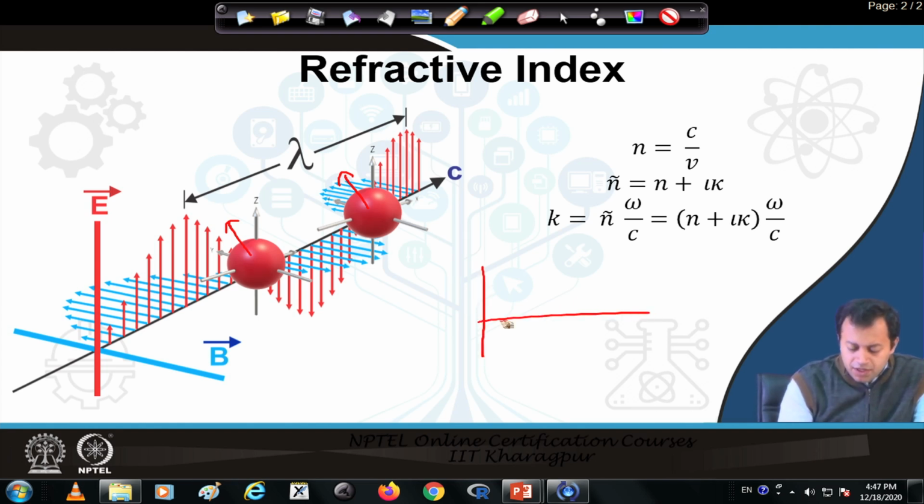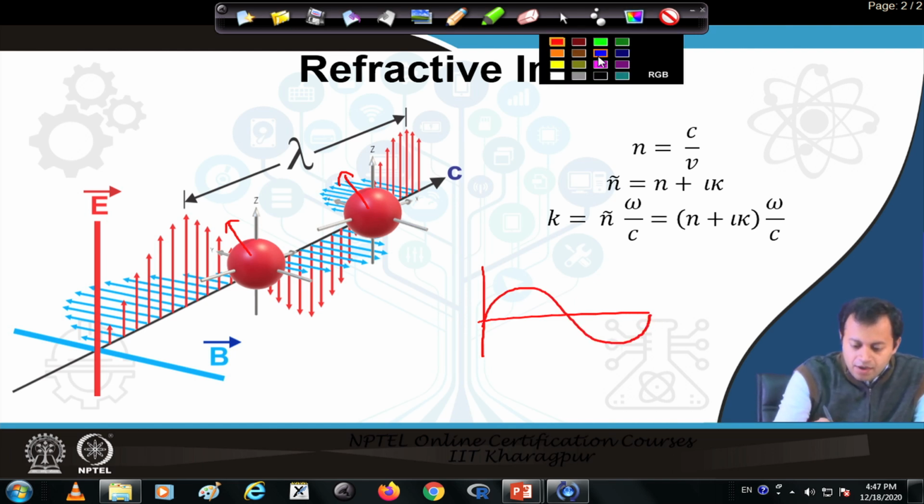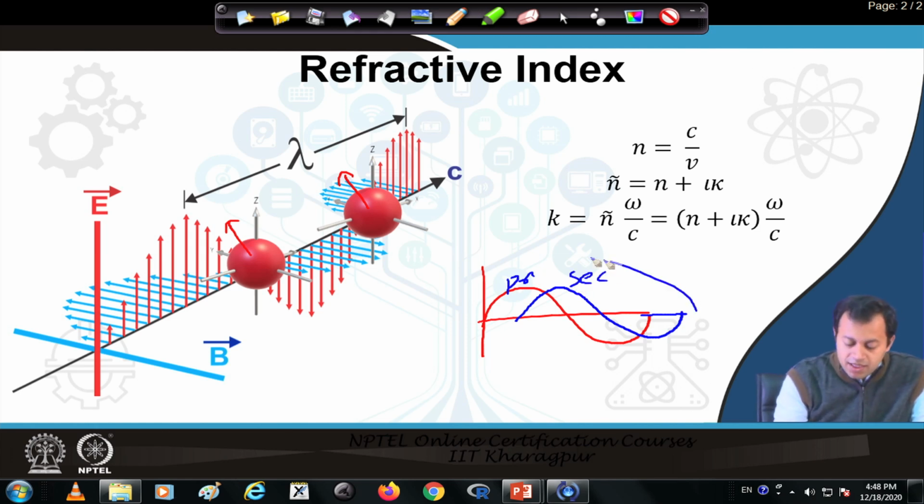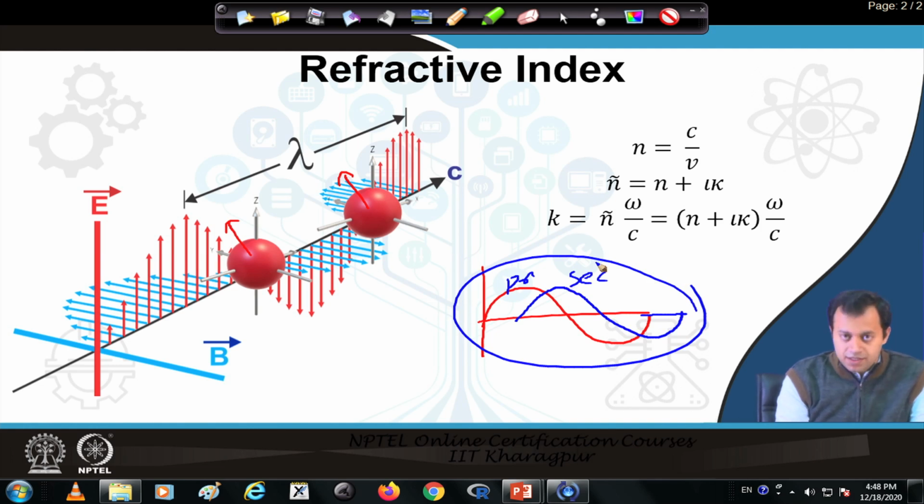So, if this is the primary wave, you can have this as the secondary wave. So, this is primary, this is the original, and this is the secondary. The overall result is a combination of all of this. The overall result, refractive index, is a combination of all of this.